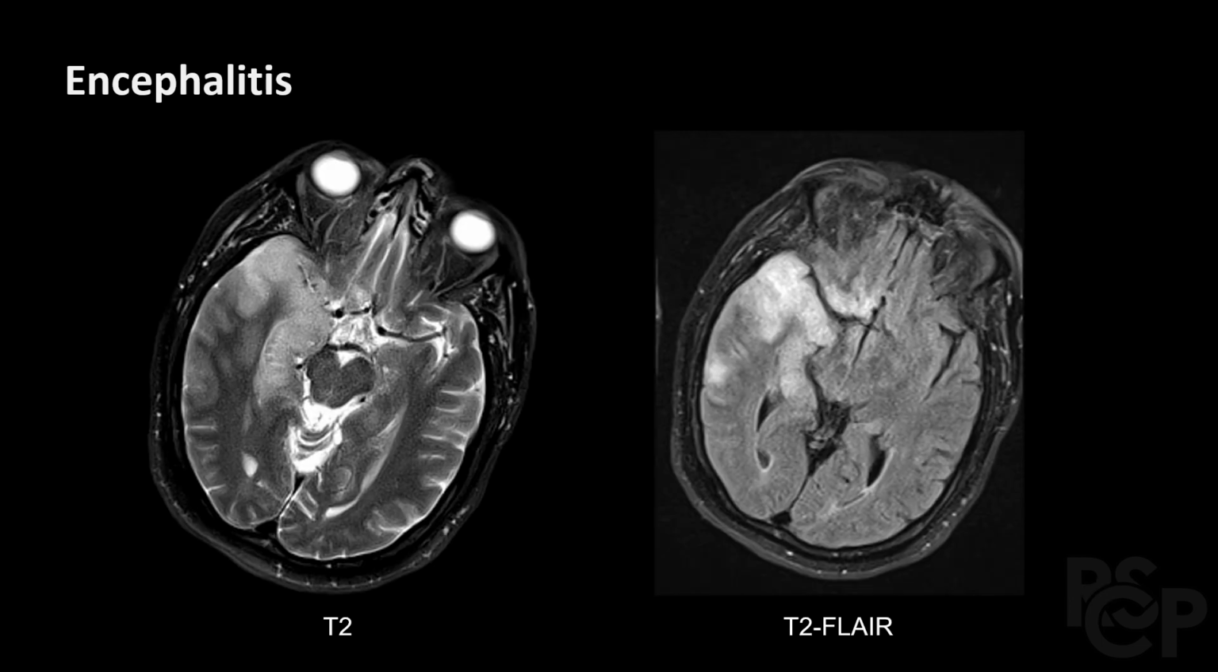In HSV encephalitis, this is classically seen in the temporal lobes bilaterally. So here's an imaging example of encephalitis. On these T2 and T2 FLAIR sequences, we see hyperintense signal and swelling of the gyri involving the right insula, the temporal lobe, as well as the inferior frontal lobe. And as we discussed in the previous slide, this pattern is concerning for herpes encephalitis. Herpes encephalitis can be rapidly fatal if not treated with antiviral medications.